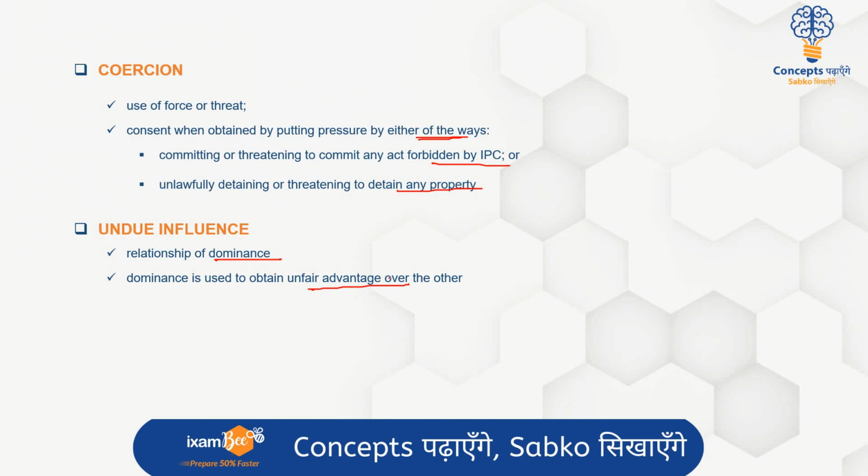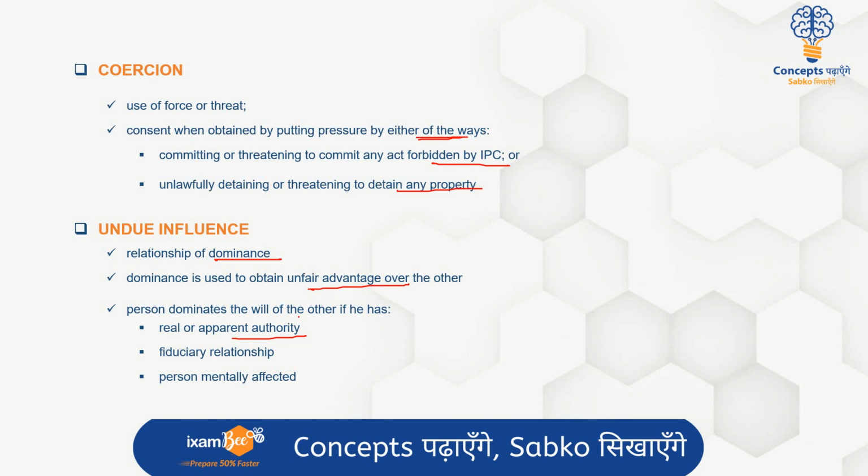So the one who is in the dominant position obtains unfair advantage, and the person who is dominating the very will of the other is actually having a real or apparent authority, like in the case of, we can say, a police officer and the accused, then a fiduciary relationship, that of a parent and a child, or advocate and a client, you can understand, and those persons who are mentally affected. So undue influence is nothing but the use of dominance for obtaining unfair advantage. So if there is no unfair advantage, that means there is no undue influence in that particular circumstance or situation. Now talking about fraud.